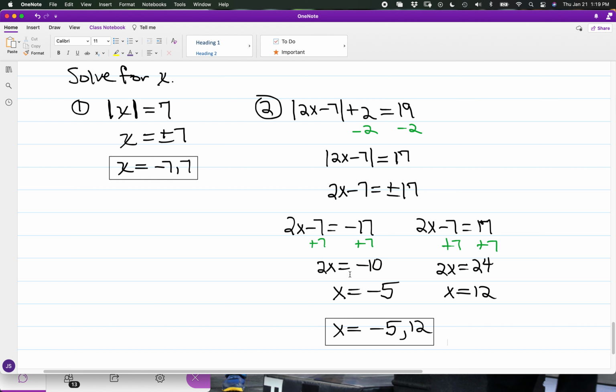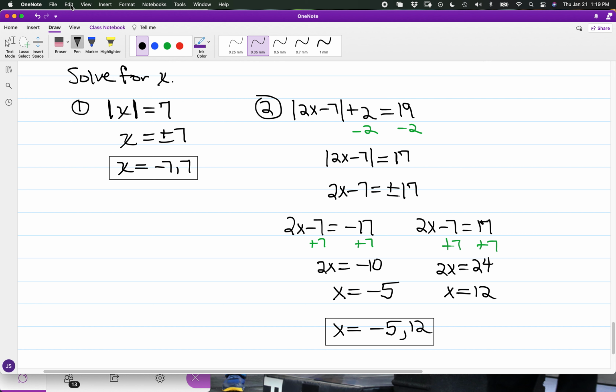So with 12, you have 2 times 12 is 24, minus 7 is 17. Absolute value of 17 is 17, plus 2 is 19. And then for x equal to negative 5, you got 2 times negative 5 is negative 10. Negative 10 minus 7 is negative 17. Now the absolute value of negative 17 translates to a positive 17, and plus 2 is also equal to 19. All right, and I had to do a little bit of refocusing, but yeah, so those numbers are going to check out.